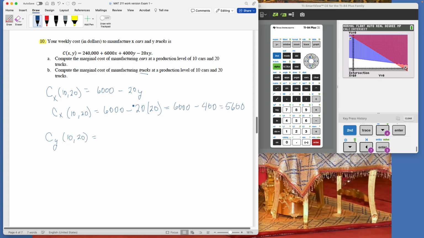We'll probably see the same thing. It doesn't really matter the trucks, it matters more the cars. So the derivative, coming back to the original function, 240,000, its derivative is 0. 6,000x, x is a constant, so that derivative is 0. 4,000y, that's the first part that remains. Derivative of y is 1, so 1 times 4,000. And then a minus 20xy, so the derivative of y is 1, so that's going to be minus 20x.